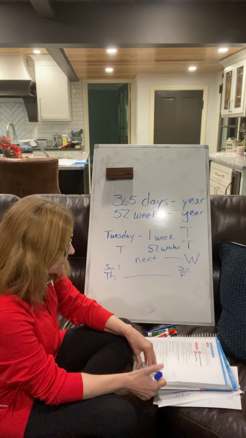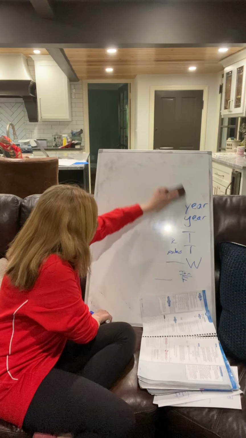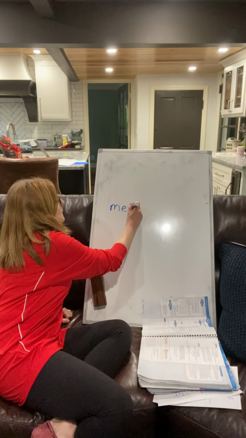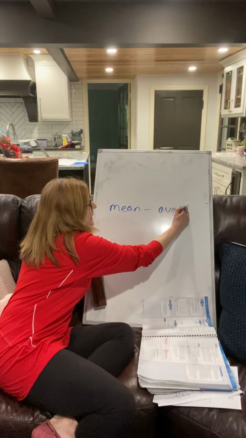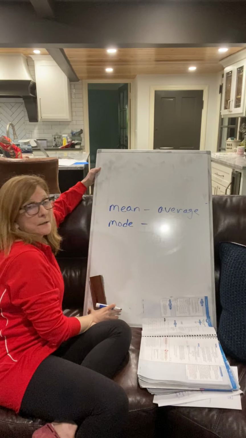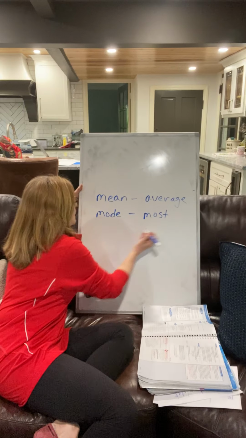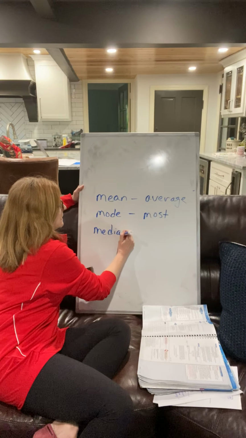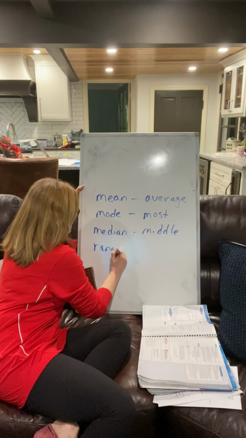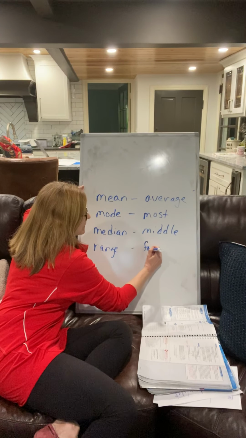Let's get right to the lesson. Hopefully you read through that and you understood that the mean is just another word for average. They mean the same thing. The mode is the number that occurs the most. The median is the number that's in the middle. And the range is how far between the numbers.